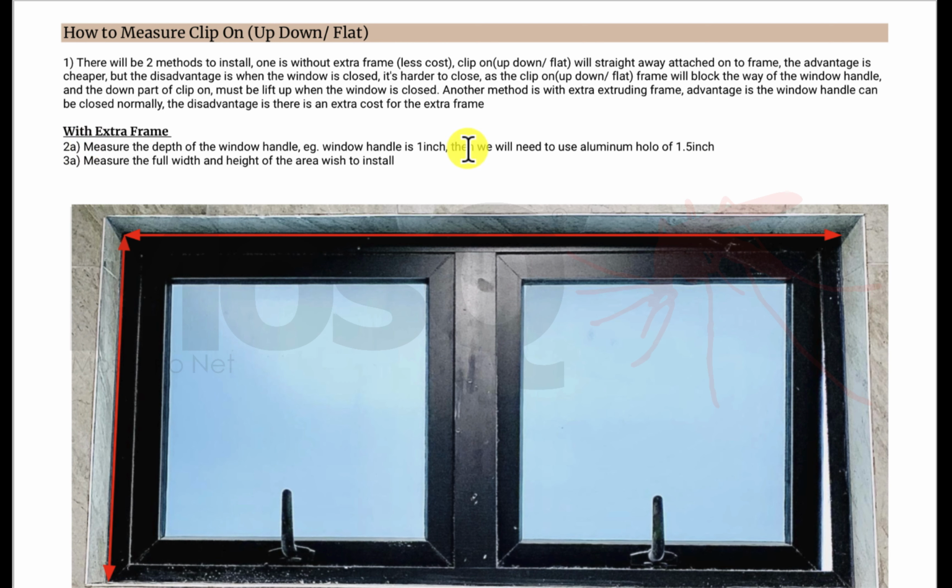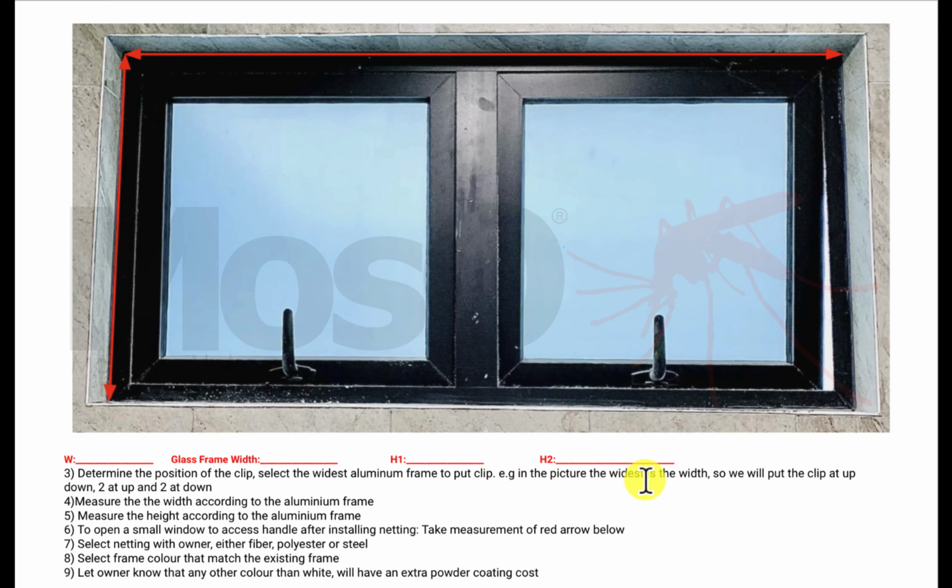And then determine the position of the clip. Select the widest aluminum frame to put the clip. For example, in the picture, the widest is the width. Comparing to the height, the widest is the width. So we'll put the clips at the top and bottom, meaning 2 at the top and 2 at the bottom.